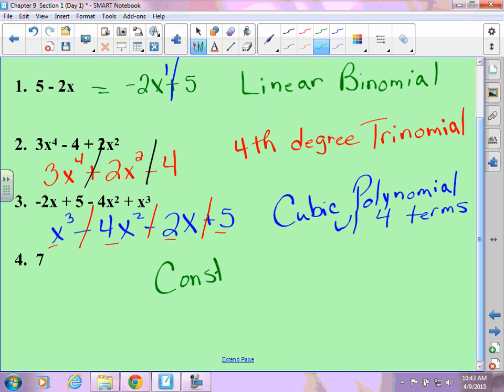Now, some students will do flashcards to get to know these better. Tomorrow, we're going to play Kahoot. So if you practice it tonight, you could be the winner of Kahoot tomorrow.